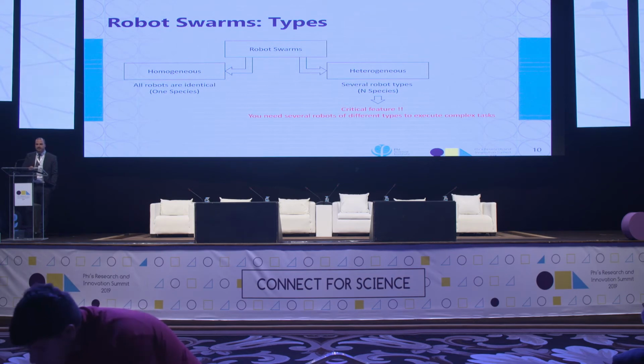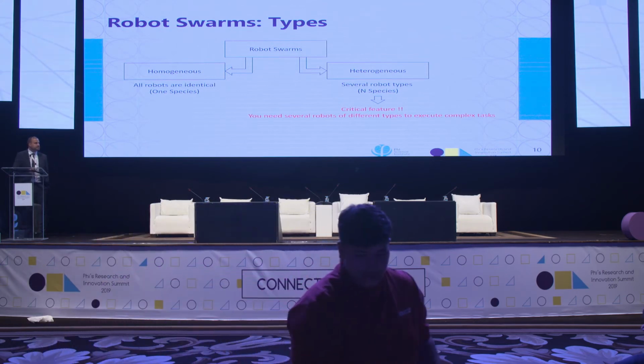Now basically, robot swarms, as I said, are of two basic types. Homogeneous, which means that all robots are identical and they are made of one species, or heterogeneous, which means that we have several robot types available in the swarm. Now remember that heterogeneity is an important feature in robot swarms because you need to be able to execute a complex task with a different set of traits. If all the robots have the same traits, it would be difficult to execute complex tasks.